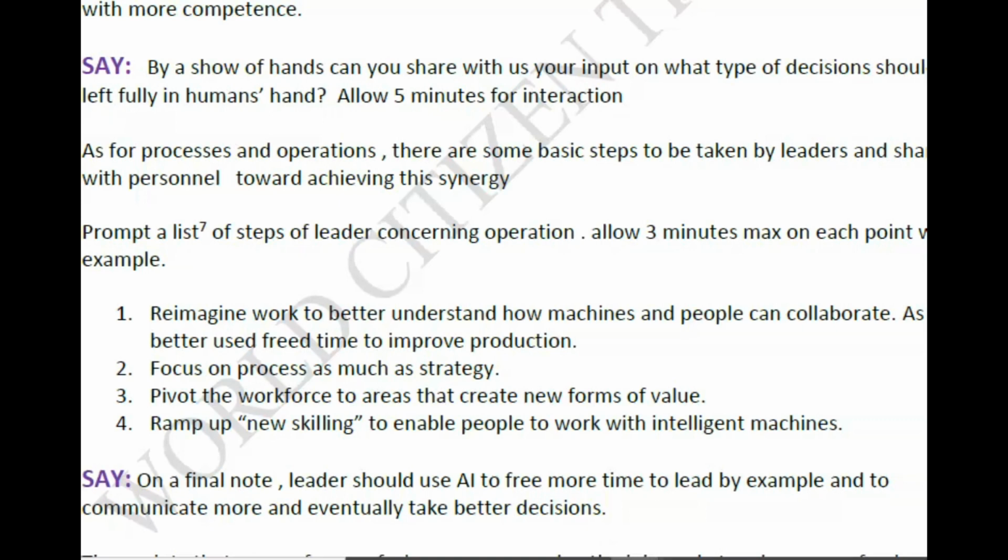So, one of the things we would ask you to get your participants to do is to make a list of steps that leaders should take concerning operation. So what can leaders do when it comes to AI to be able to leverage AI but still protect things? And so we've put 4 things there that you can suggest when you debrief this activity.